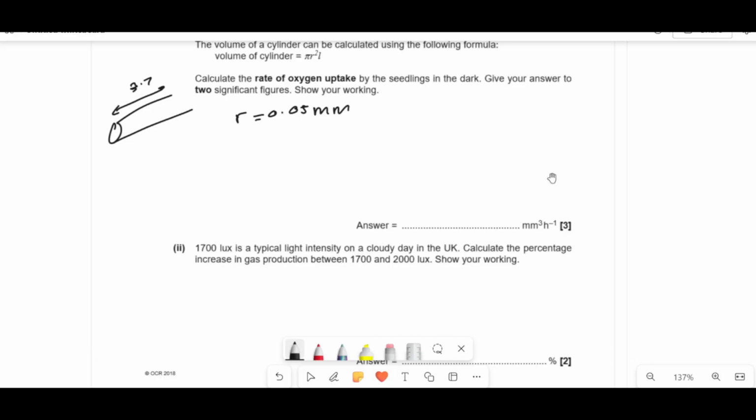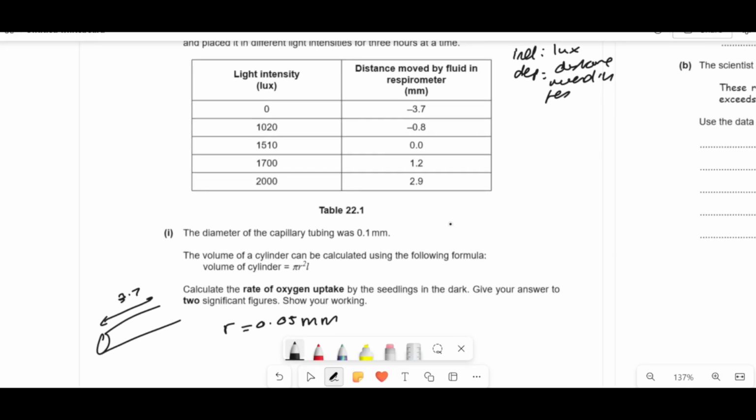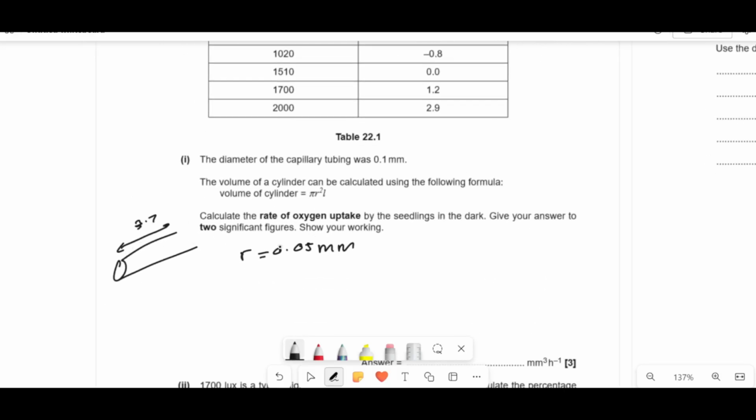What unit do they want it in? Millimeters cubed per hour, right? And this is measured in millimeters, so its length is 3.7. So then pi times 0.05 squared times the length, 3.7, will give us our volume, right? So if I do that, I get pi times 0.05 squared times 3.7, which is 0.0202290597. We're not done yet because it wants it per hour, right?